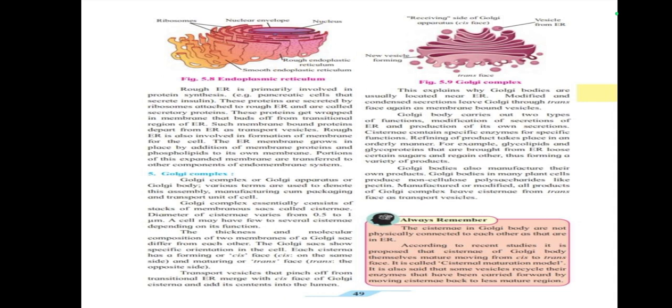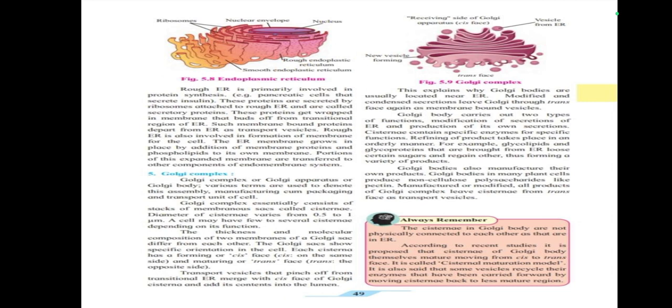Golgi complex or Golgi apparatus or Golgi body. Various terms are used to denote this assembly, manufacturing, packaging, and transport unit of the cell. Golgi complex essentially consists of stacks of membranous sacs called cisternae. The diameter of cisternae varies from 0.5 to 1 micrometer. A cell may have few to several cisternae depending on its function. The thickness and molecular composition of the two membranes of a Golgi sac differ from each other.